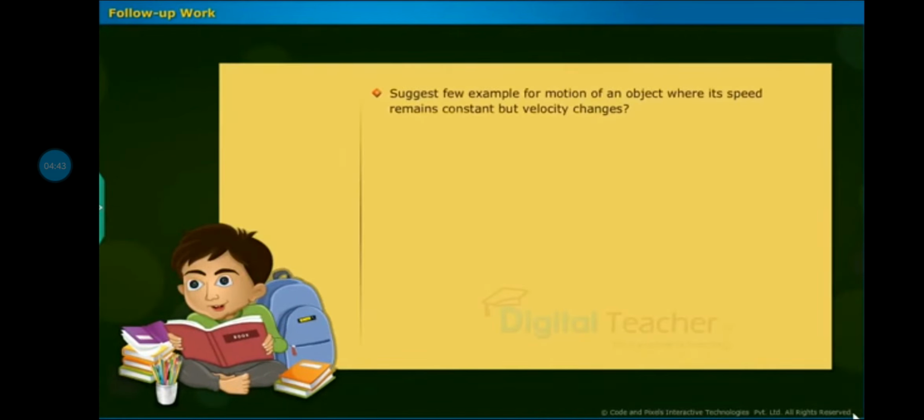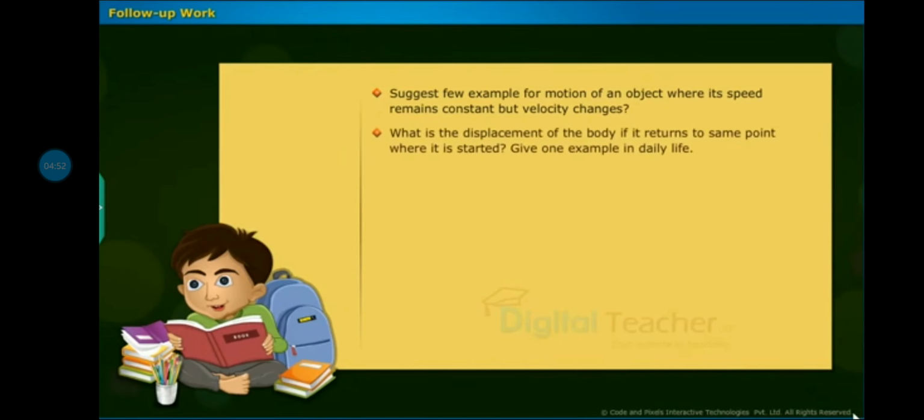Now follow-up work. Suggest a few examples for motion of an object where its speed remains constant but velocity changes. What is the displacement of the body if it returns to the same point where it started? Give one example in daily life.